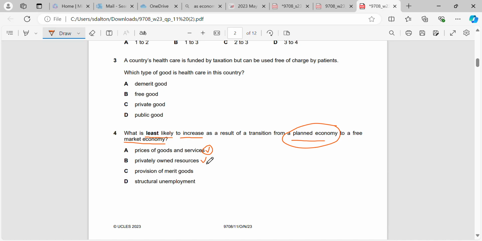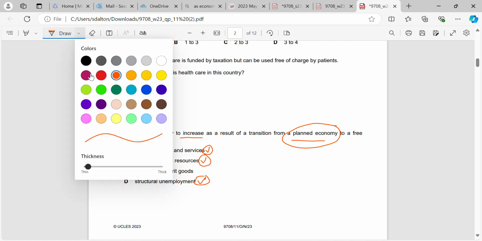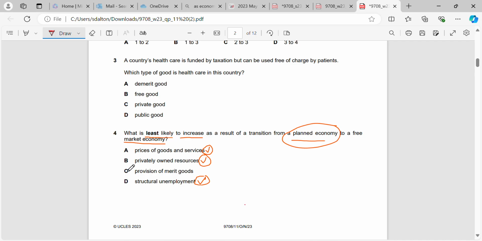Privately owned resources will definitely increase as well, because when we move from the planned economy to the free market economy, the resources will now be owned privately instead of being owned by the government, which is what they would have been in the planned economy. And structural unemployment is likely to increase as well. We know that when we have a transition economy, it can create structural unemployment due to the fact that people are now punished for being inefficient at their jobs, whereas when they're working for the government, that is not necessarily the case. They're not always punished for being inefficient.